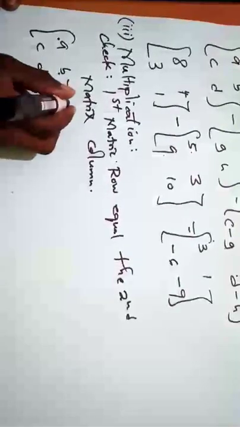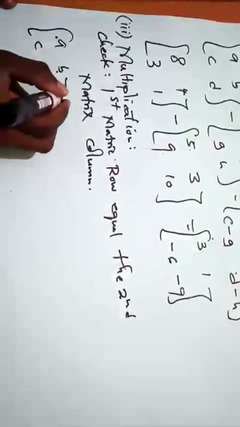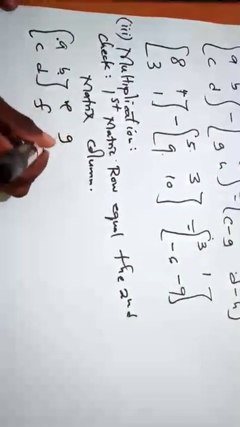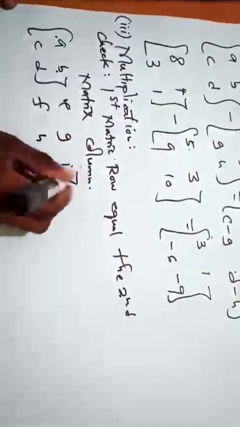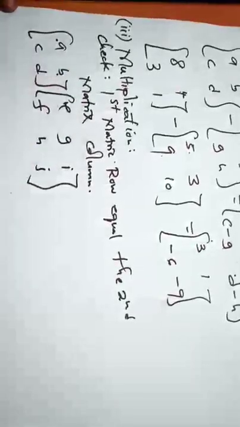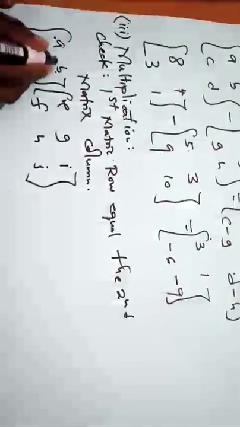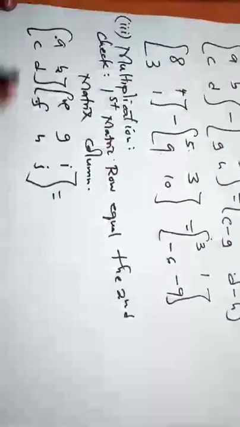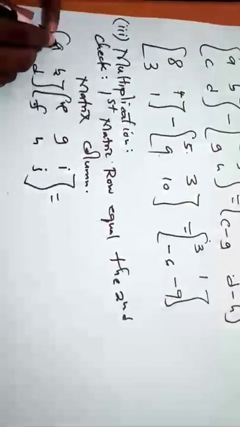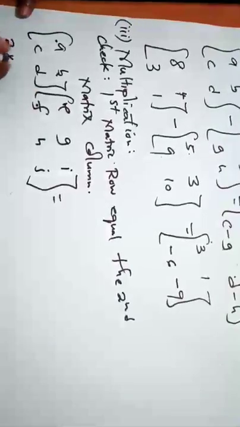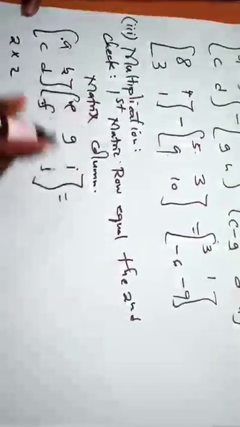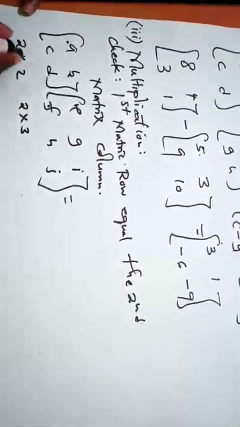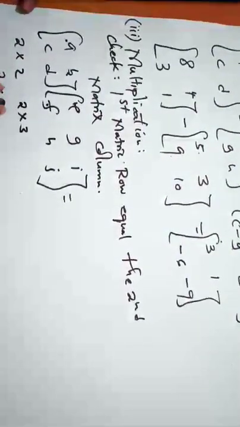Also, for the column side, we can talk about E, F, G, H, I, J. So this matrix can be multiplied because the row elements are equal to the column elements. And in this case, what we normally do, we take A. So these are 2 by 2 matrix. We have this is also a 2 by 3 matrix. So the answer we expect is a 2 by 3 matrix again.